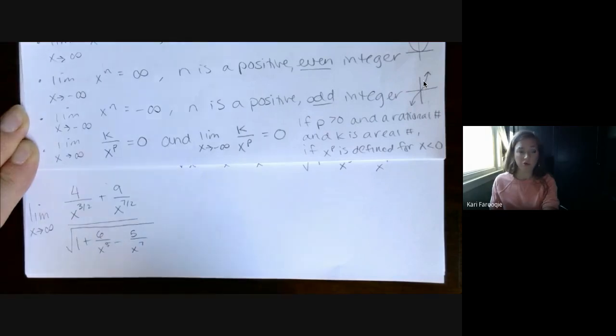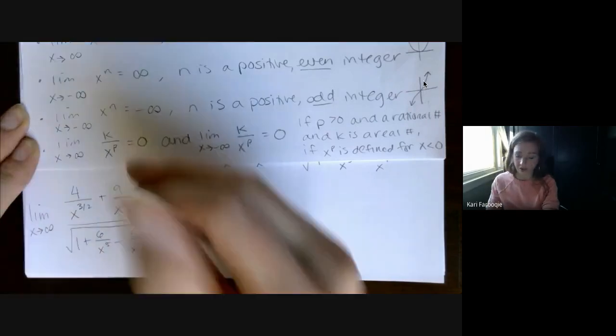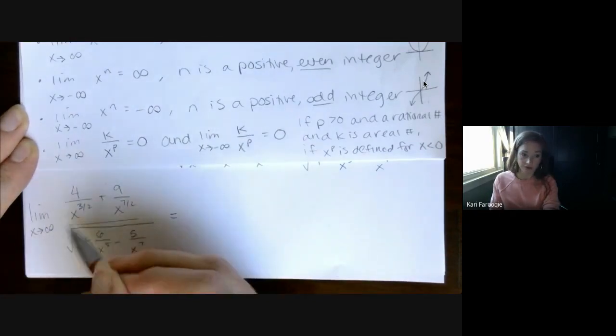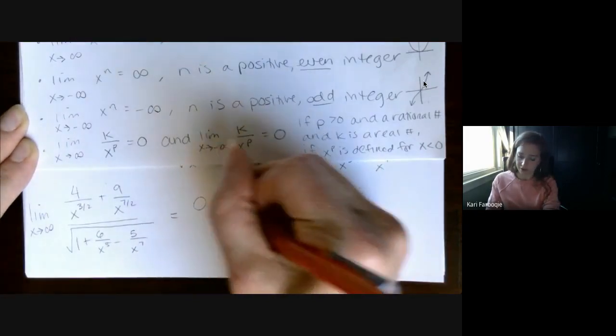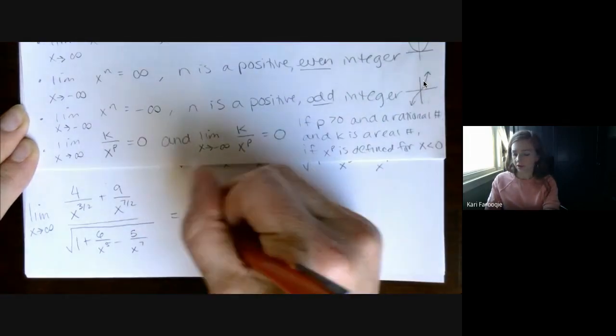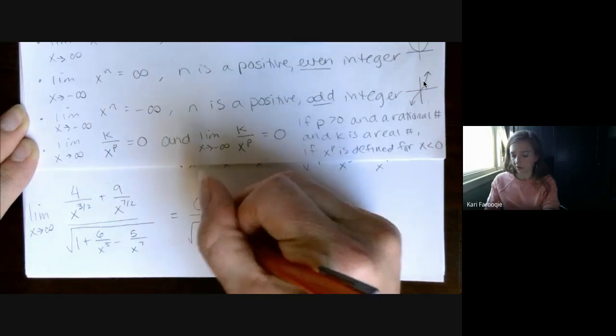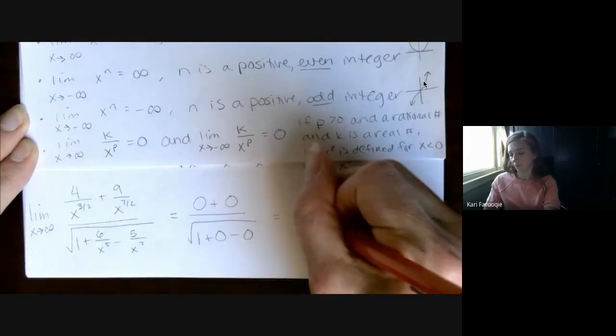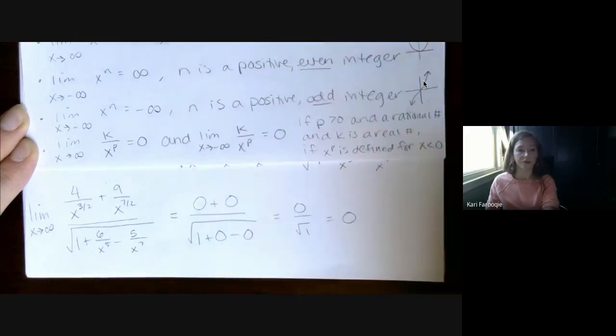So what we're going to do is take the limit of each term separately. So the limit in the first term would be 0. The limit in the second term would be 0. And in the denominator, we have 1 plus another 0 minus 0. And then simplify.